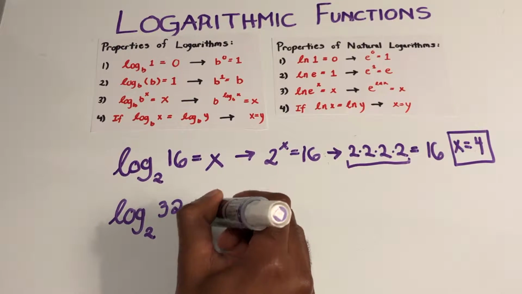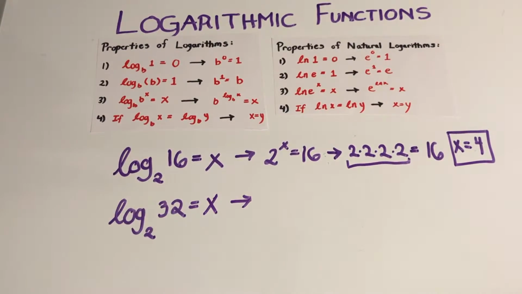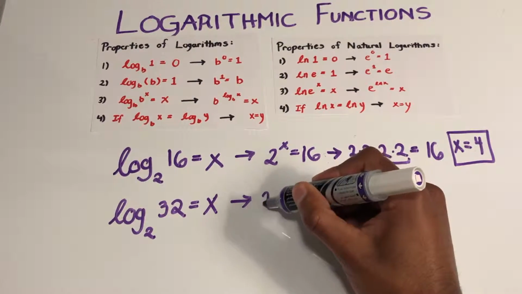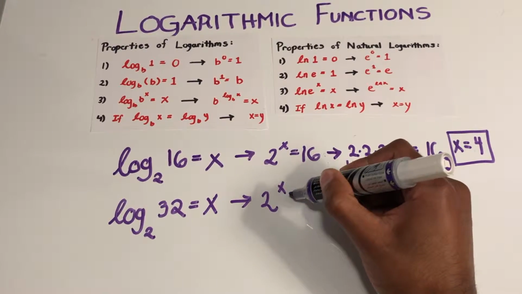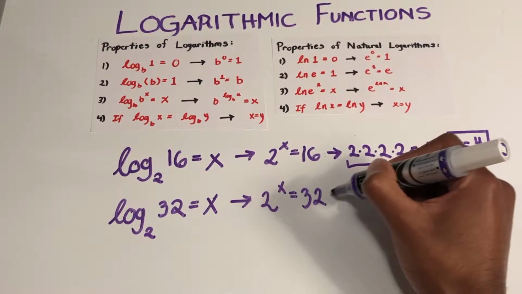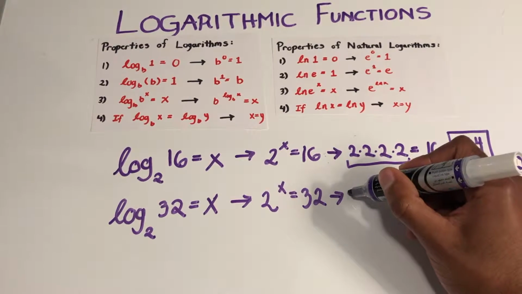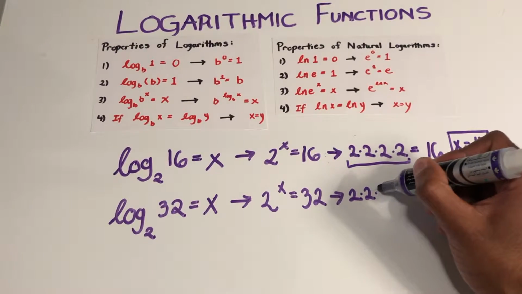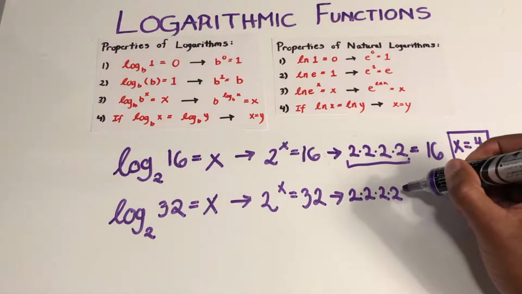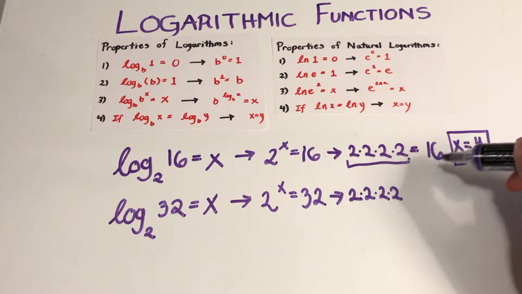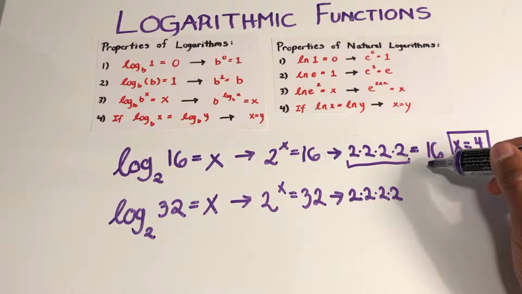We can straight away just equate this to x. We have 2 to the power of x is equal to 32. Now, how many times do I need to multiply 2 by itself to get 32? Now, we can go 1, 2, 3, 4. We already concluded that that's 16, correct?